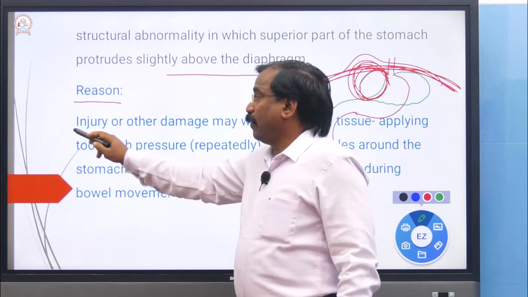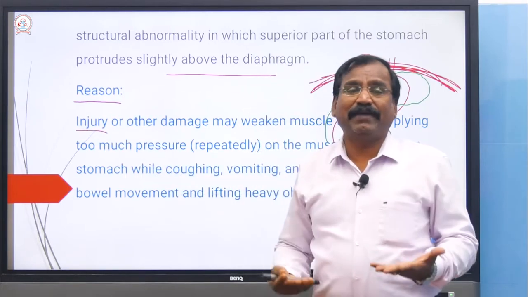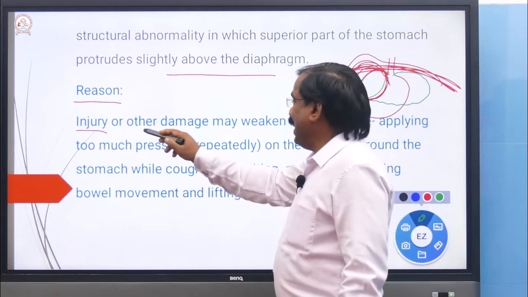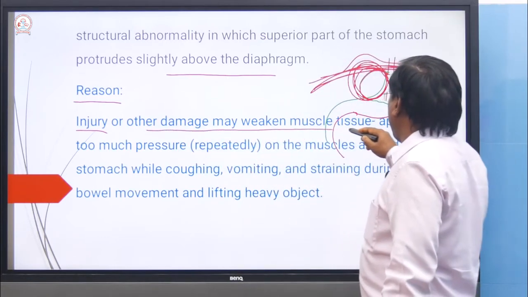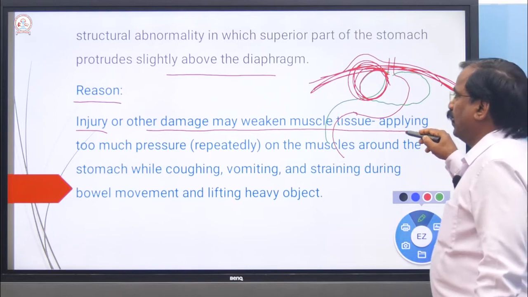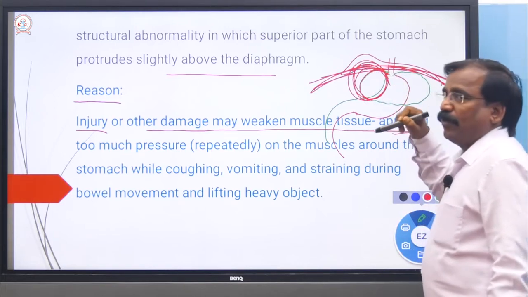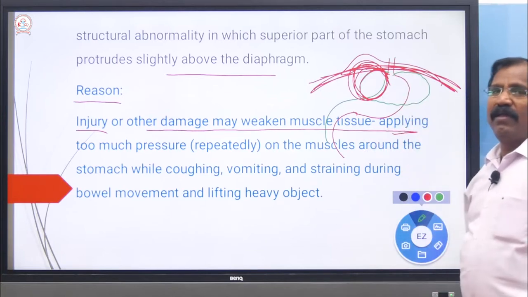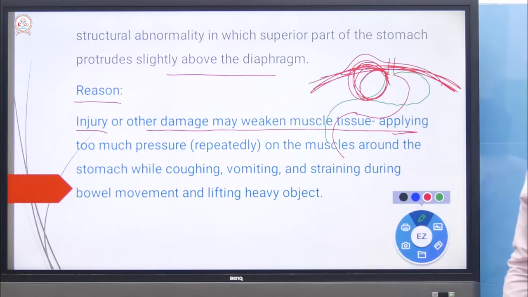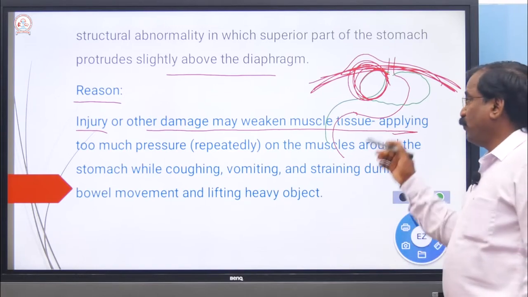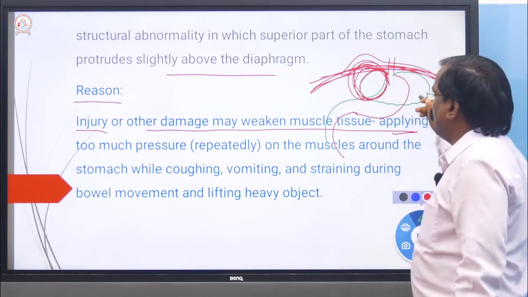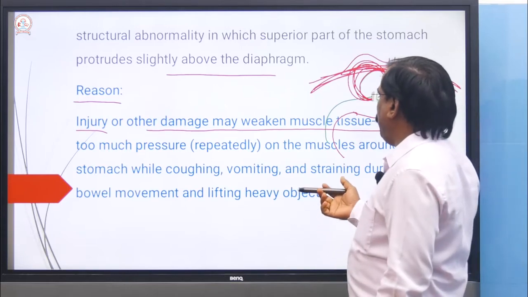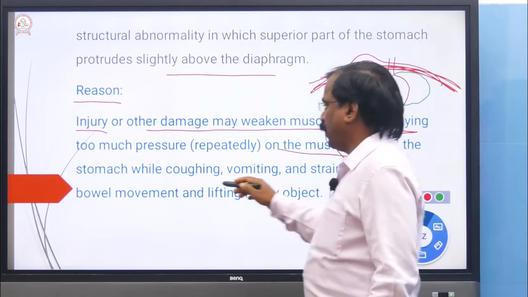Injury, damage, accident, அந்த மாதிரி ஆச்சுன்னா injury, or any other damage may weaken the muscle tissue. என்ன பண்ணலாம், இந்த diaphragm muscles வந்து டேமேஜ் ஆயிருக்கும், stomach walls டேமேஜ் ஆயிருக்கும். Around the stomach, damage ஆயிட்டு அது வந்து swell ஆயிடும். Or too much pressure repeatedly on the muscles around the stomach.